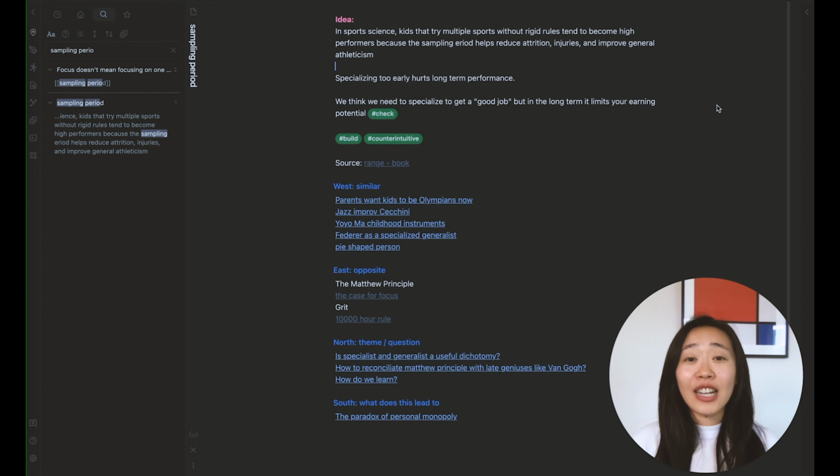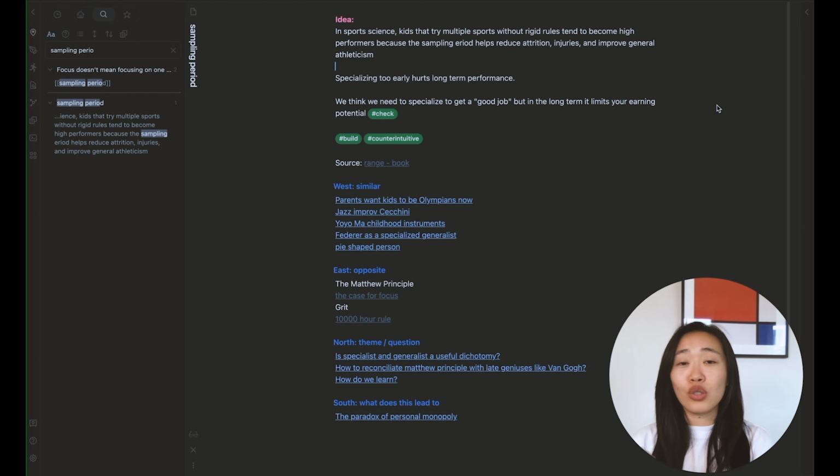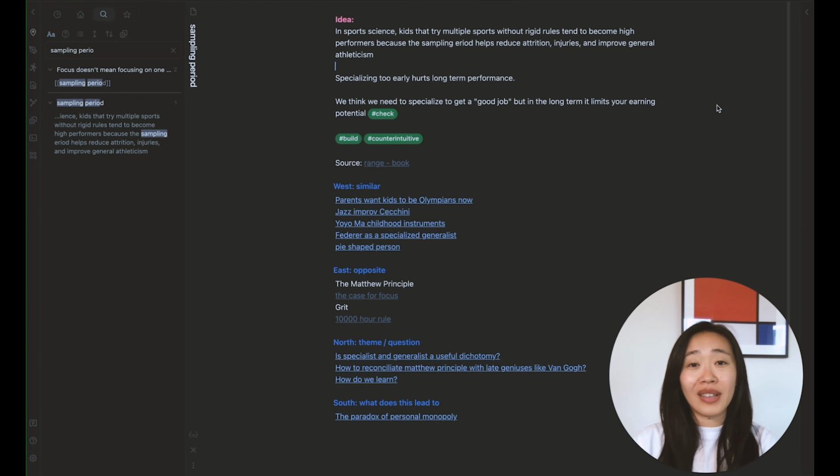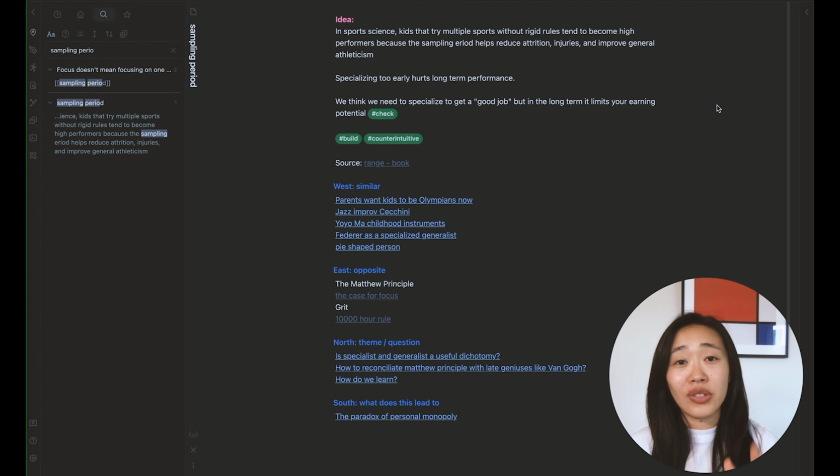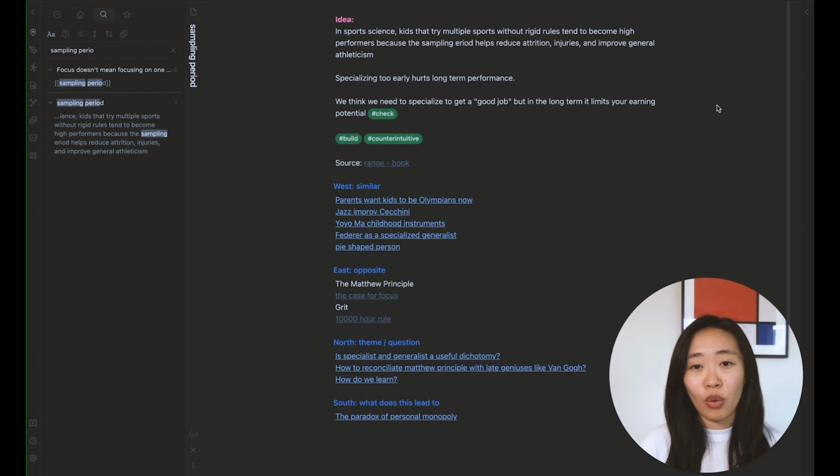And this actually helps them outperform specialized kids who start with only one sport and try to get better at it. It's an interesting idea because specializing too early hurts long-term performance. And this is counterintuitive, right? We're supposed to have grit, and we shouldn't be so scatterbrained, but the sampling period suggests that it is necessary for specialists later on to perform better.